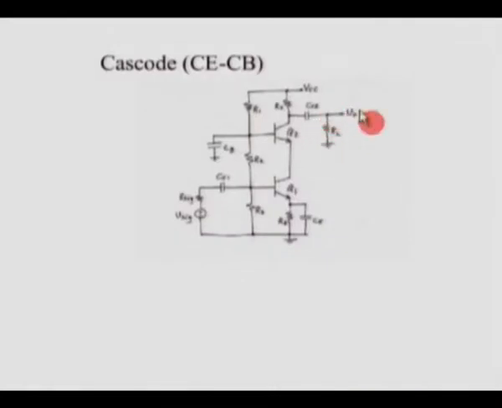Now before we talk about, maybe let's consider this. One of the most famous multistage amplifiers, and a classical multistage amplifier, is the Cascode Amplifier. So far we did not worry about the frequency response.